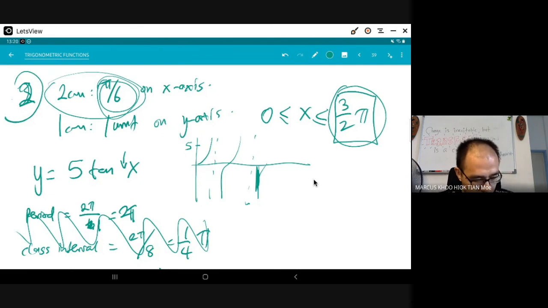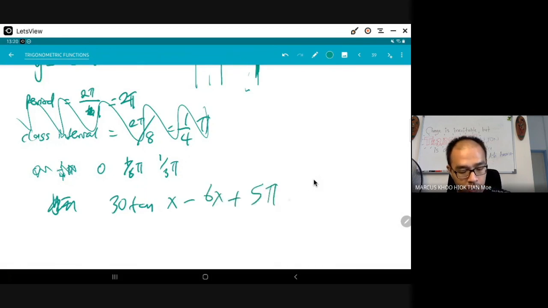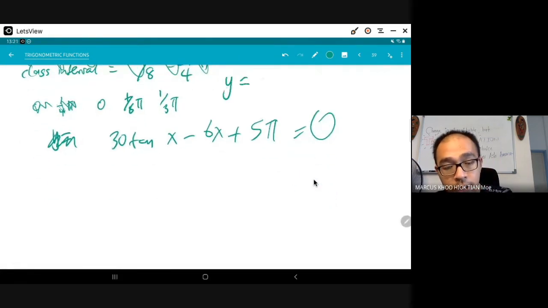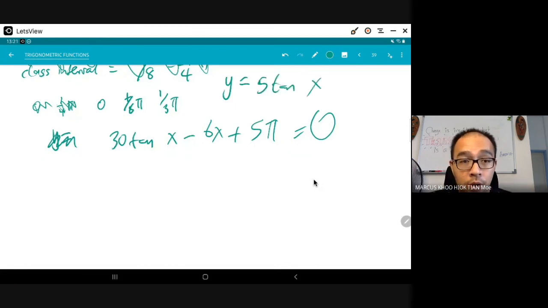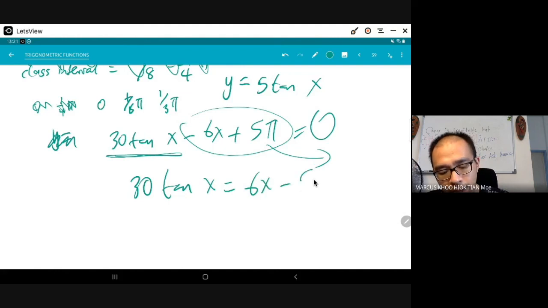Okay, but dia cakap, y equals, 30 tangent x minus 6x plus 5 pi equals 0. So we want to find the algebraic function. The trigonometric function is y equals 5 tangent x. So we have the 5 over here, but let's kita bawa yang lain pergi sebelah lah. So you get 30 tangent x equals 6x minus 5 pi.